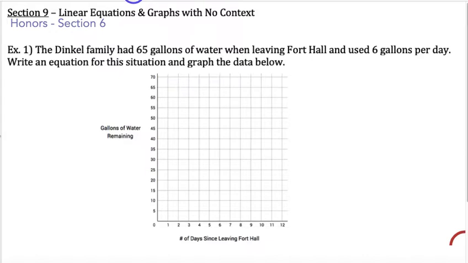So writing an equation, we were told our starting point and our unit rate. So our equation would be y equals 65 minus 6x, or 6 times x, where y is the gallons of water remaining and x is the days since leaving Fort Hall. So to graph this, we have our starting point of 65, and every day we're losing 6 gallons of water.